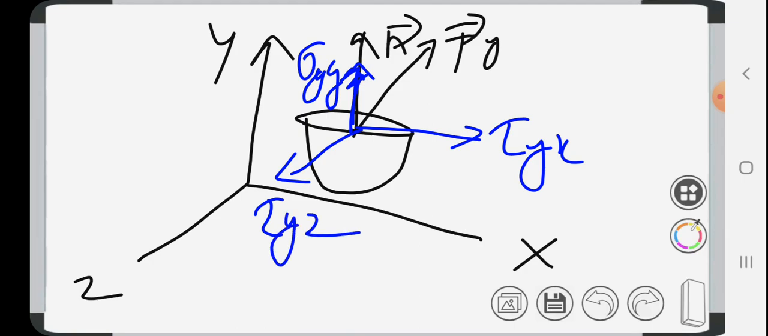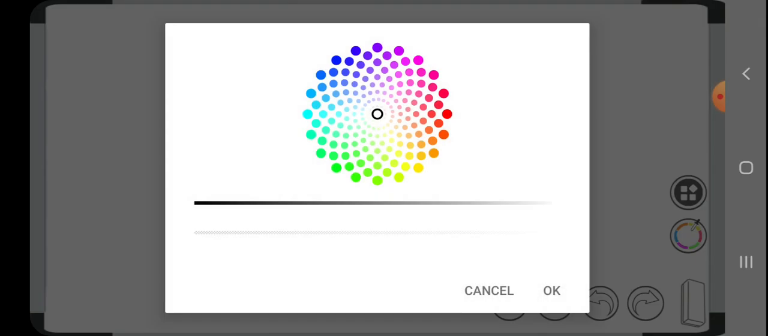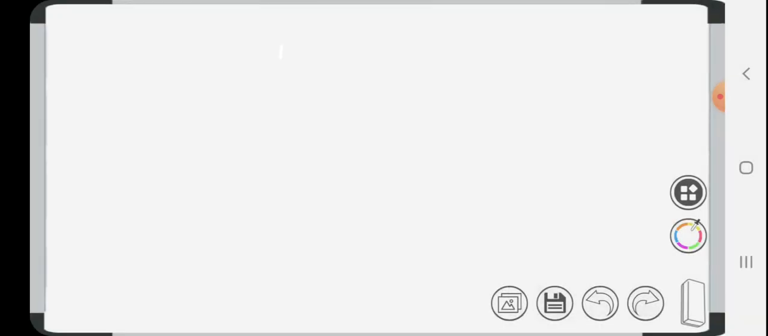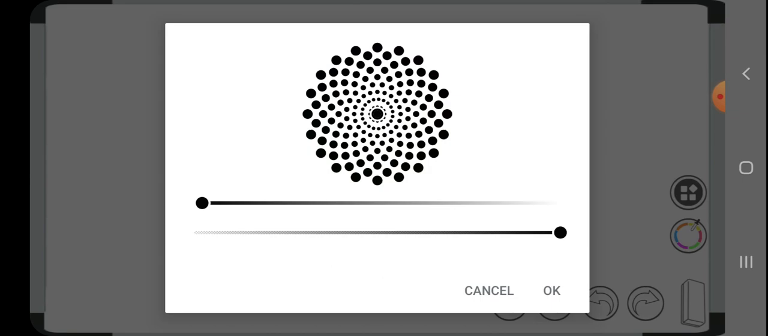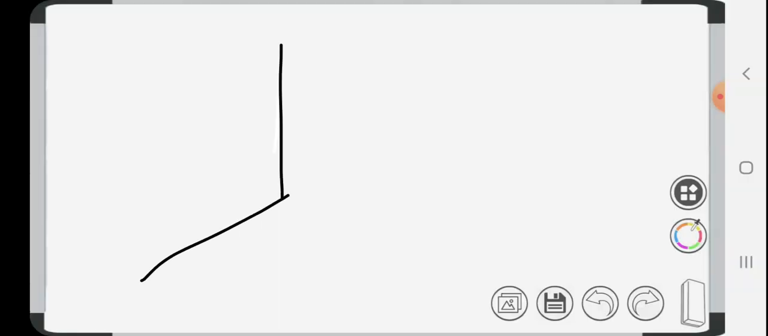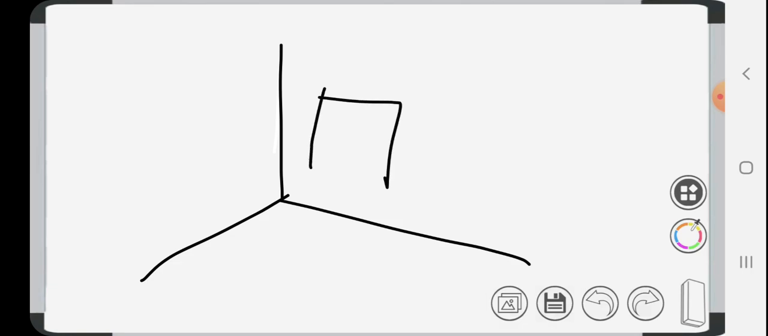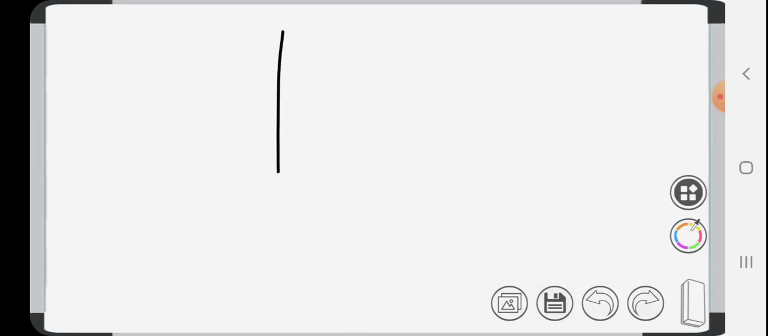Similarly, same point, another plane, meaning a plane parallel to this one. Cut like this. I will show.